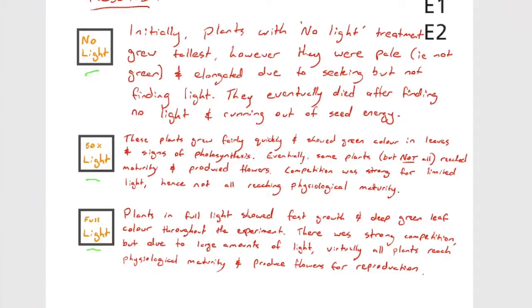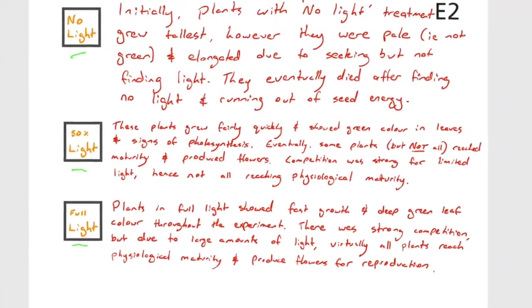So the results show that initially plants with no light treatment grew the tallest. However, they were pale, i.e. not green, and elongated due to seeking but not finding light. So those plants that have no light are not photosynthesizing, so they don't have any chlorophyll, chloroplasts, and they're not green in color. They eventually died after finding no light and running out of seed energy.